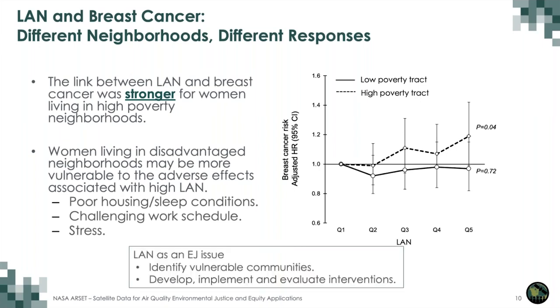So with that, I just want to conclude that we believe light at night is an important environmental justice issue, of course, also a public health hazard. And it's important to identify vulnerable communities that are exposed to higher levels of light pollution, and also for us to develop, implement, and evaluate potential interventions to mitigate the hazardous exposure to light pollution and to mitigate the health disparities associated with this exposure.